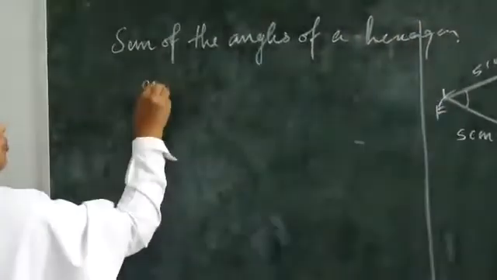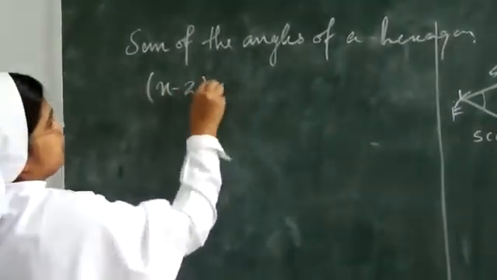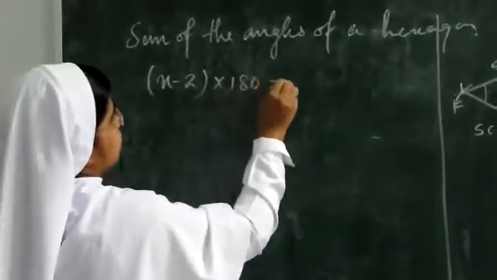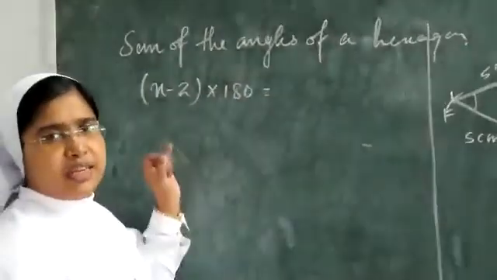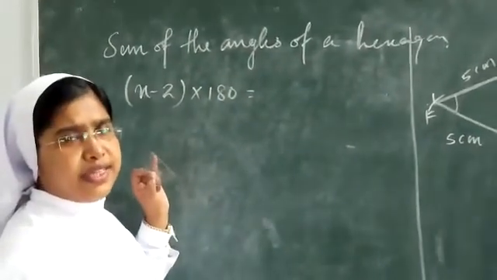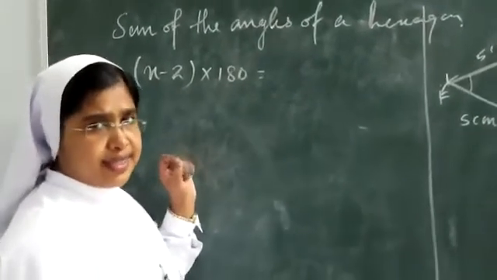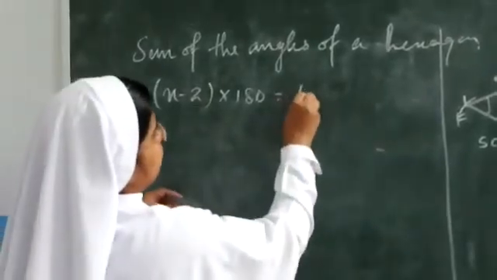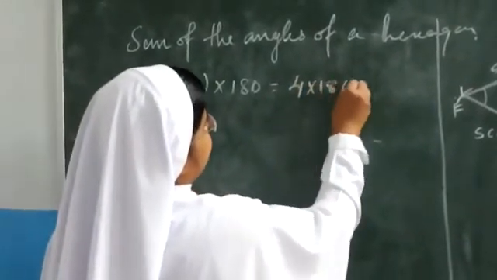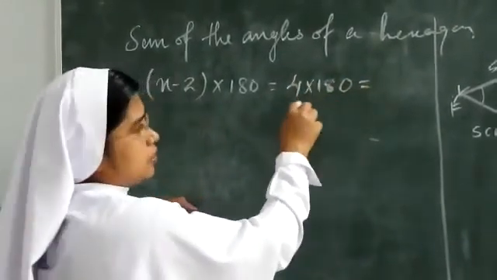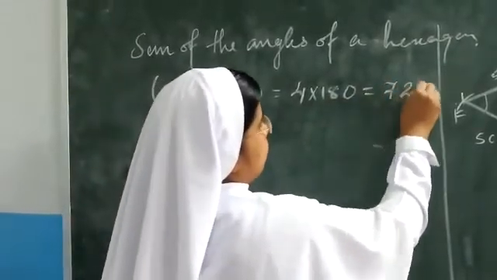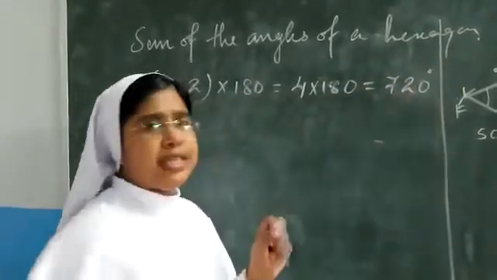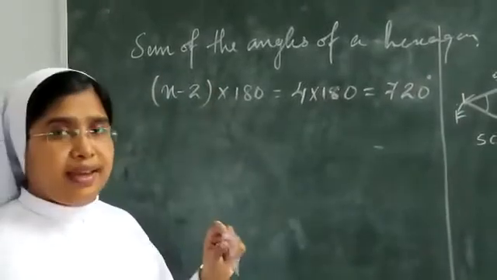That is (n minus 2) into 180, where n is the number of sides. How many sides does it have? 6 sides. So 6 minus 2 is 4. 4 into 180. How much is 4 into 180? 720. Okay, that is the sum of the angles of a hexagon.